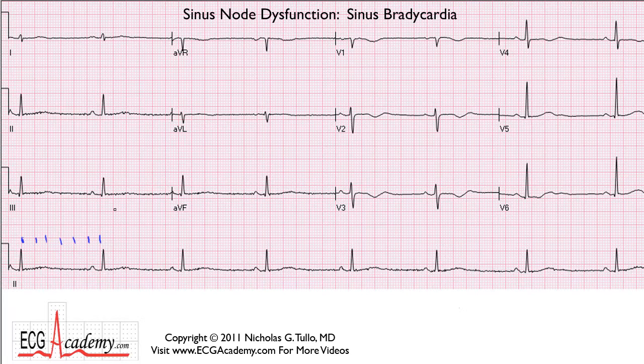The next step, of course, is looking at the P waves themselves. Here's a P wave, and it's up in 1, it's up in AVF, and so the quadrant is appropriate. The axis is down in the lower left-hand quadrant, which goes along with the tall P wave in lead 2.